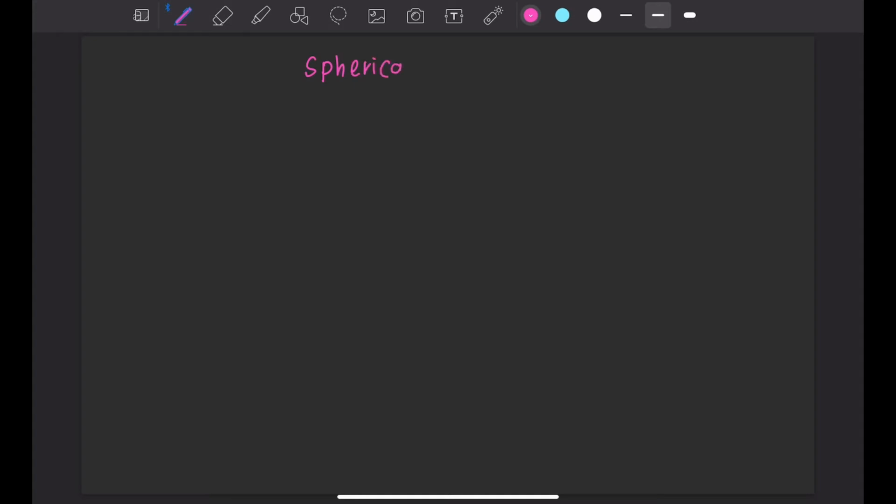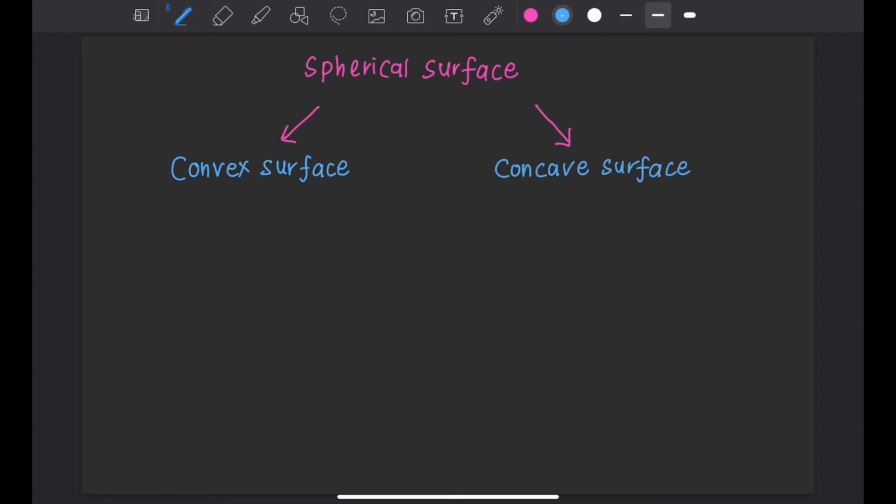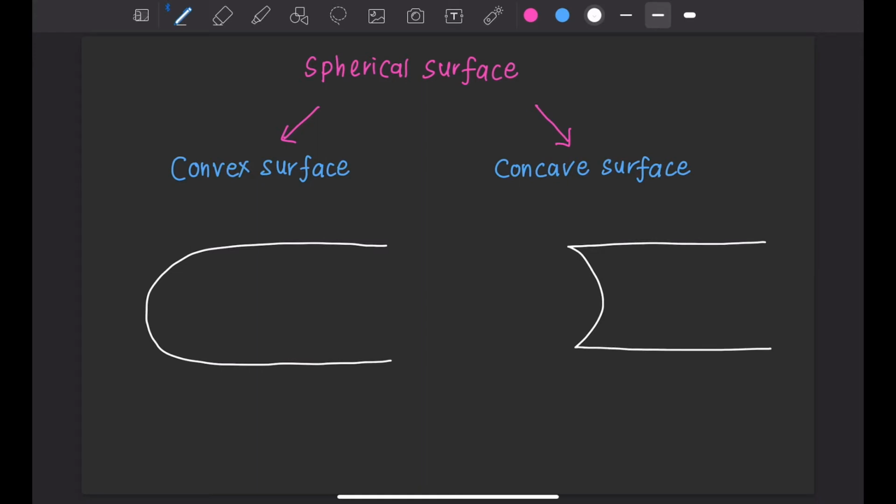Okay, next for refraction at a spherical surface, we have two cases as well. The first one is a convex surface, and another one is a concave surface. So the convex surface looks like this, and then the concave surface looks like this. Same as before, we have an imaginary circle there, and this is the center, and draw the axis.